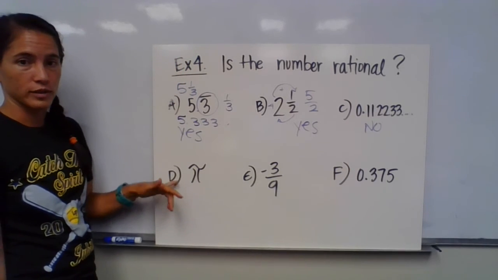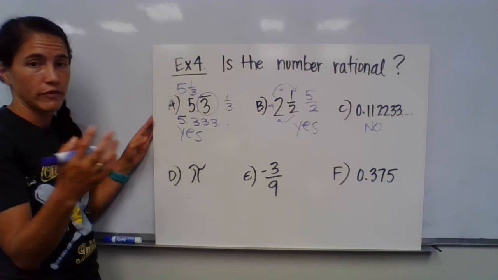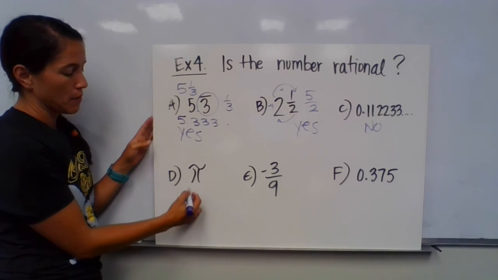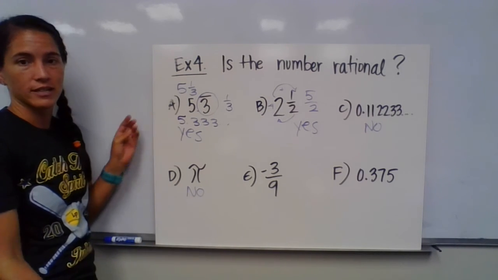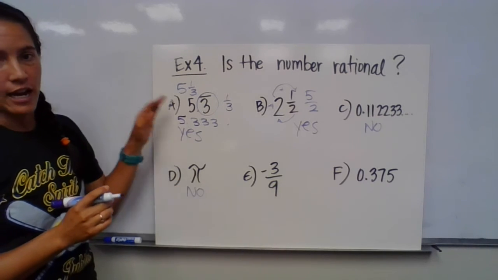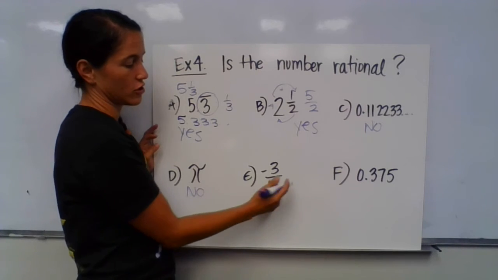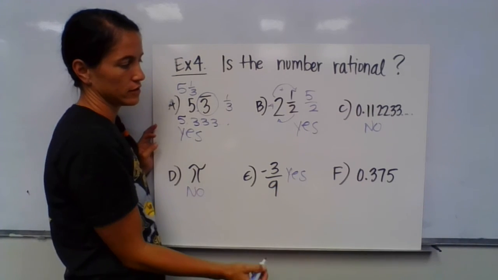Letter D, this symbol is pi. I know you've heard about pi. I know you've seen pi. Some of you even probably know many, many digits of pi. Pi is not rational because it doesn't repeat and it doesn't end. Negative 3/9, even though it's negative, it can still be rational. 3/9 is written as a fraction of integers, so yes, this is rational.